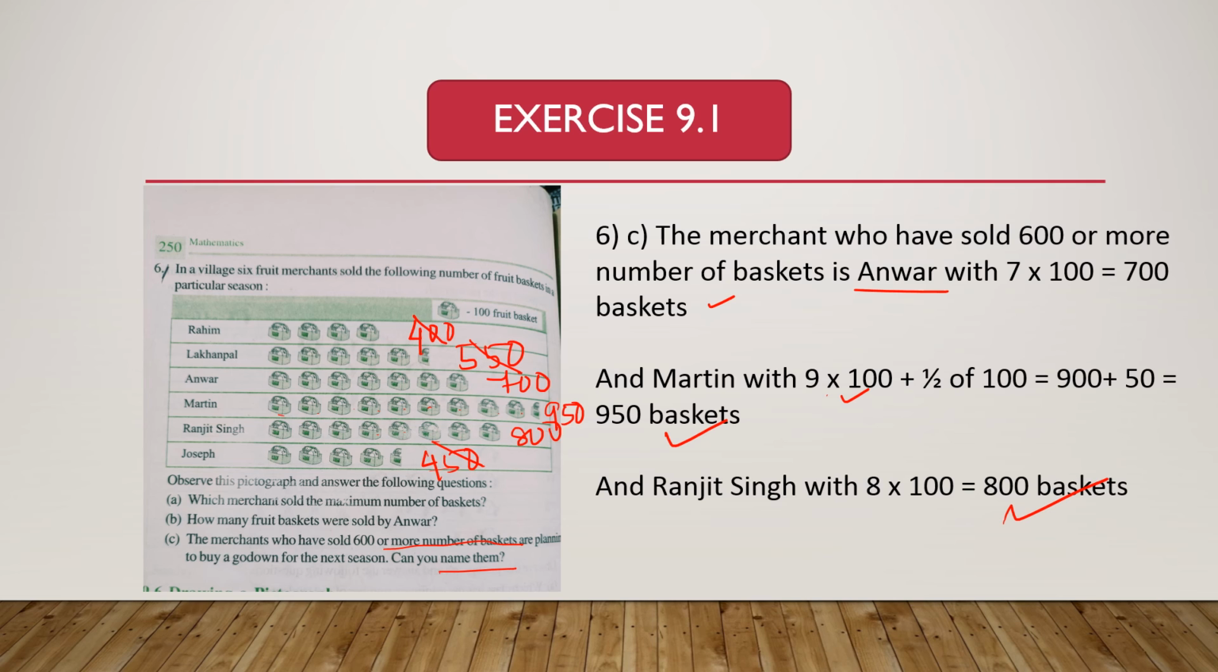So the merchants who have sold 600 or more number of fruit baskets are Anbar, Martin and Ranjit Singh. These are the three fruit merchants who have sold 600 or more number of fruit baskets.